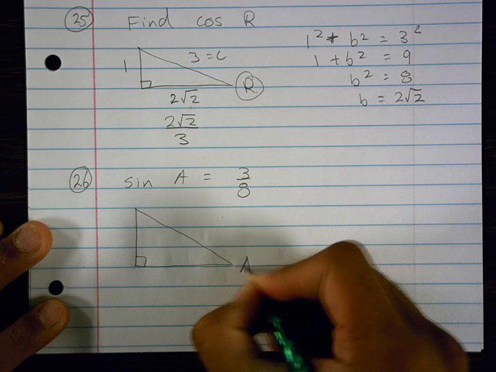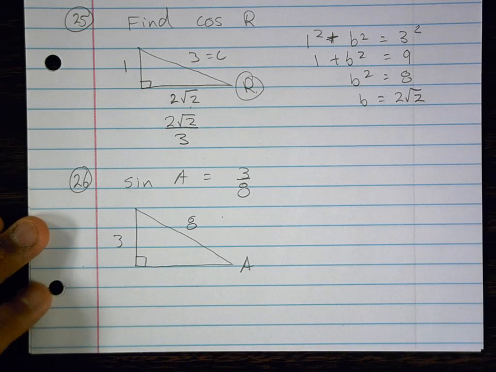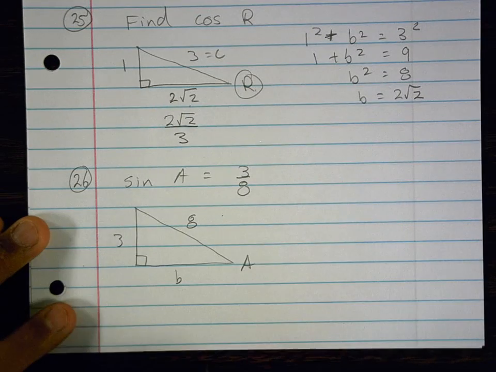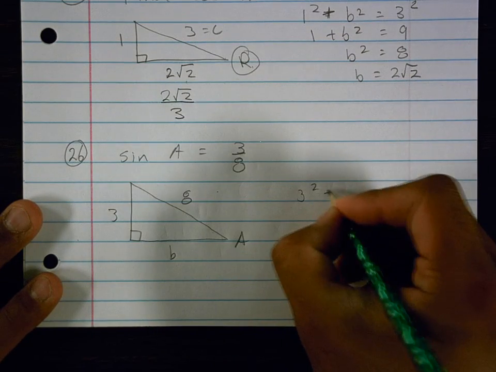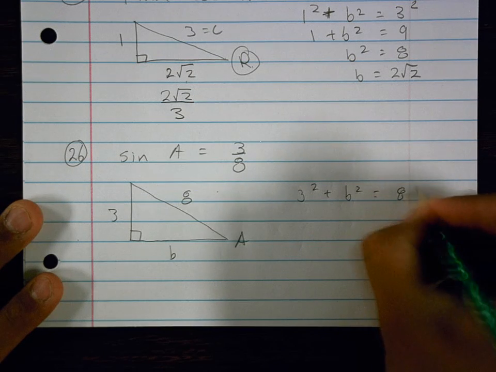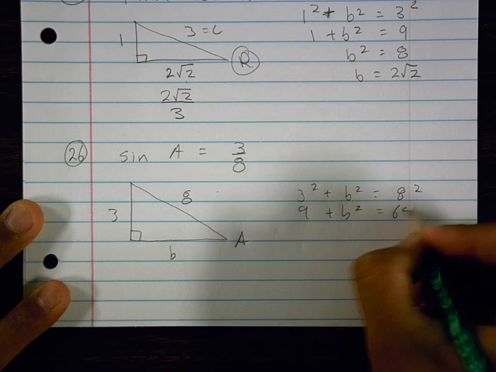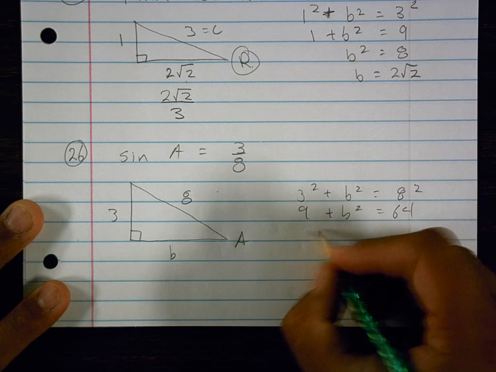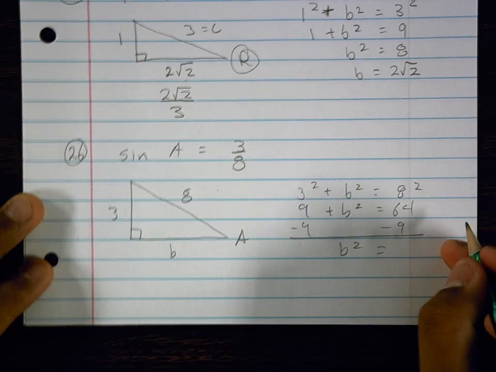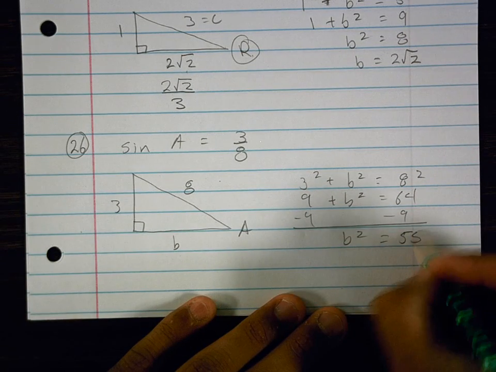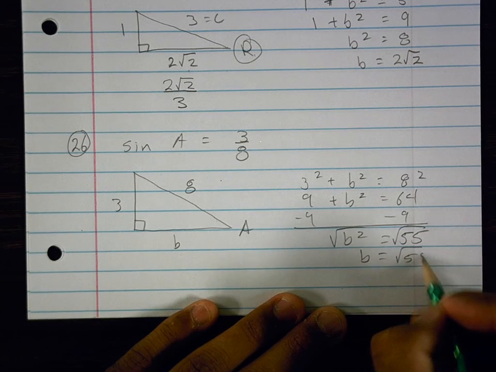So let's call this angle A. So the sine is opposite over hypotenuse, right? So I just need to figure this side out over here. And basically I would say 3 squared plus B squared equals 8 squared, which is 9 plus B squared equals 64. Subtract 9 from both sides, and we're looking at B squared equals 55. Take the square root of both sides, and B equals the square root of 55.